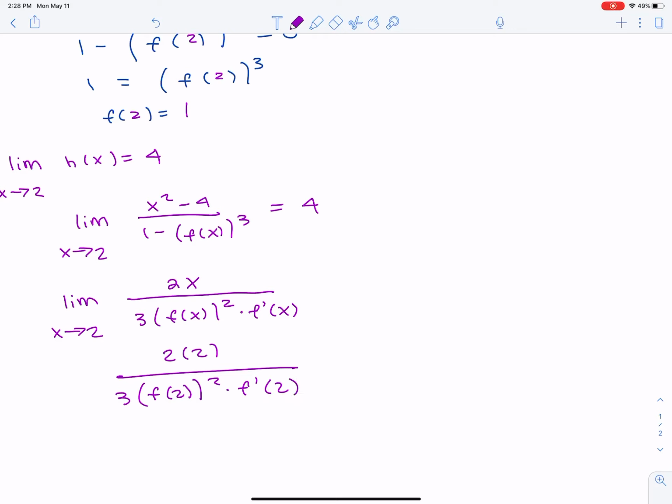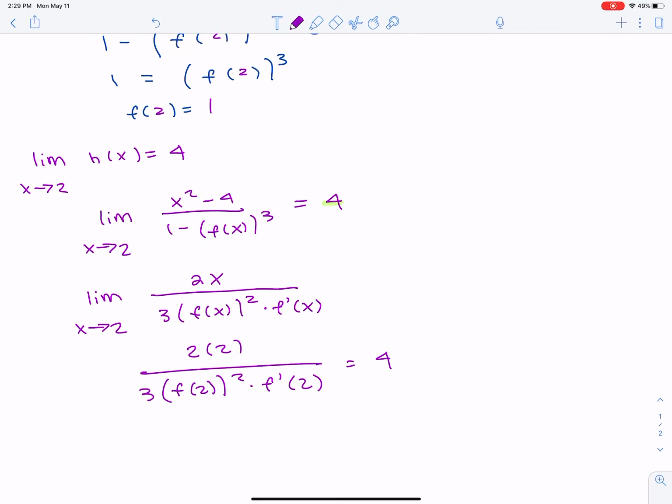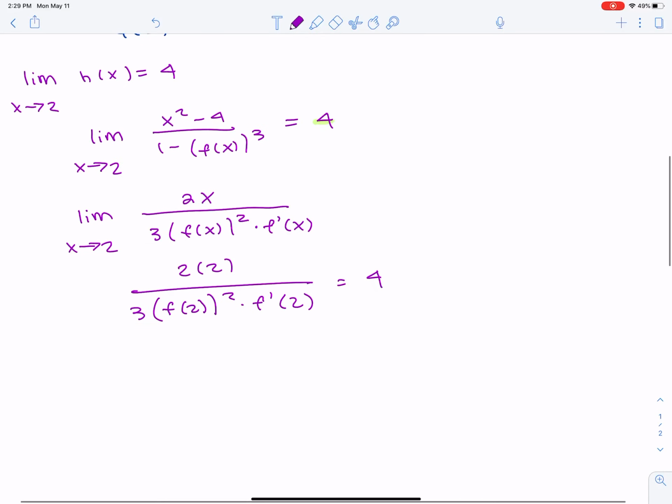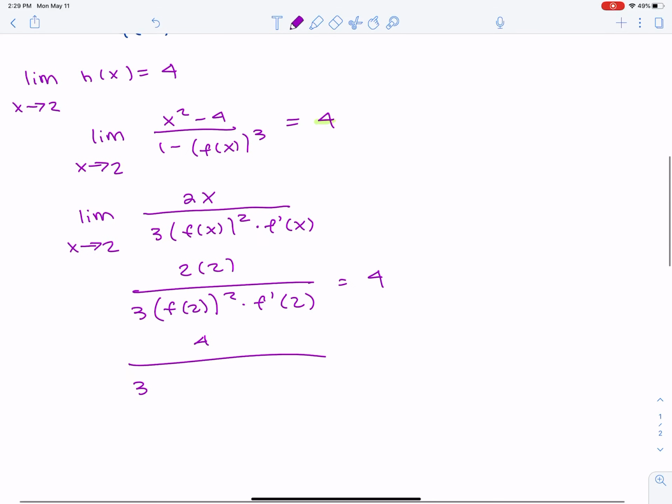And what does it equal? Well, we already know what it equals. It has to equal 4 because we were told that when we evaluate this thing at 2, it equals 4. So now we're just going to solve this. So let's see what we got here. In the numerator, we get 4. Now we already know that f of 2 we said was 1, so this is 3 times 1. And we don't know what f prime of 2 is obviously because that's what we are solving for.